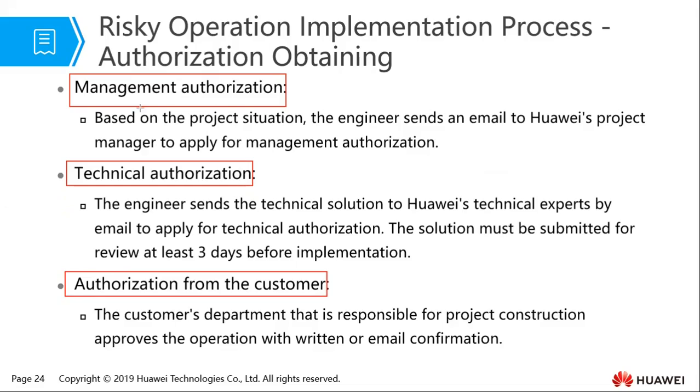Management authorization is based on the project situation. The engineer will send an email to the Huawei project manager to apply for management authorization. Then technical authorization, which involves the engineering team: the engineer sends the technical solution to the Huawei technical expert by email to apply for technical authorization. The solution must be submitted for review at least 3 days before the implementation of the risky operation.